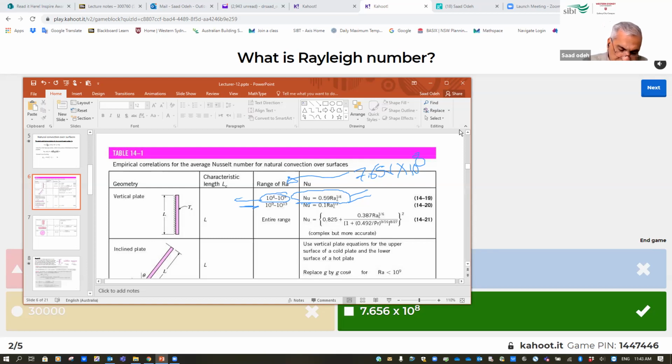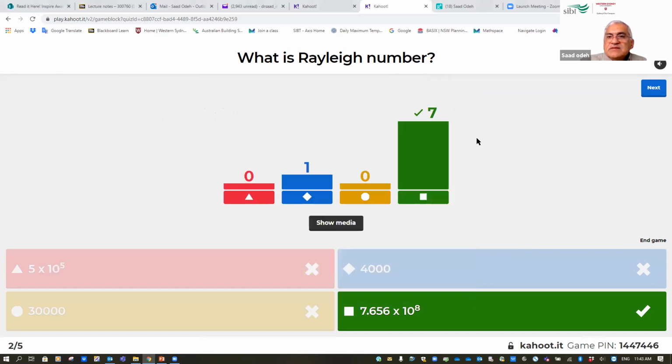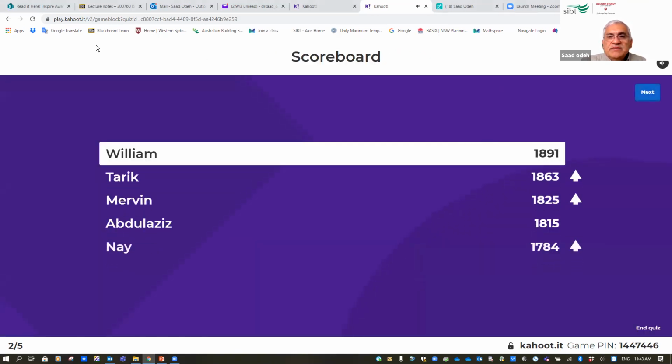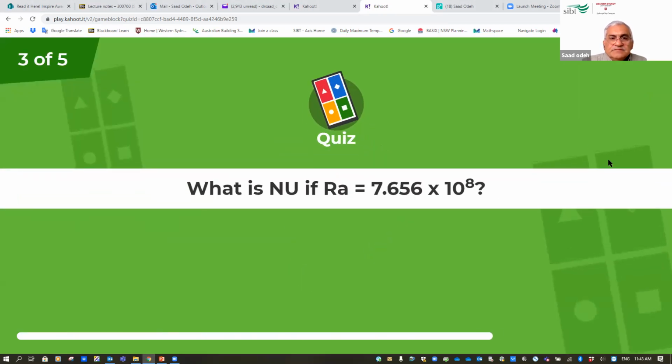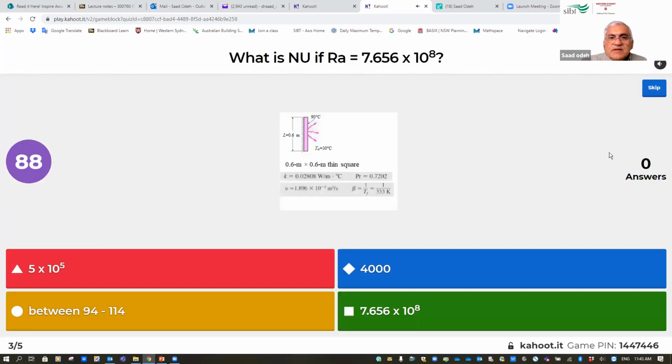So now we go to our question and try to continue. Okay, so next one, we're going to find Nusselt number. Okay. So Rayleigh number is given. We found the correlation from the tables for Nusselt number. Now we need to find the value. What's the value?